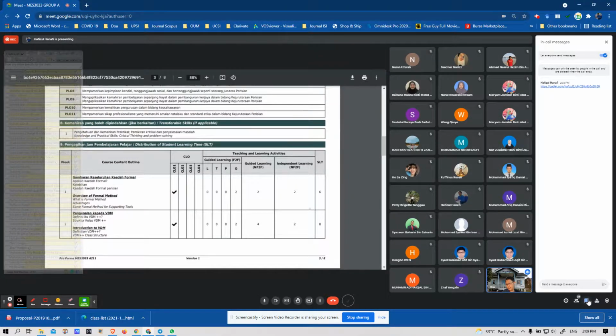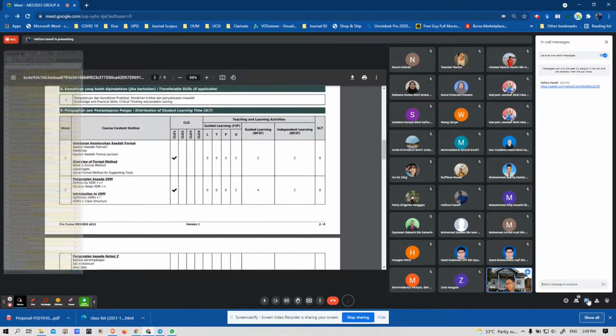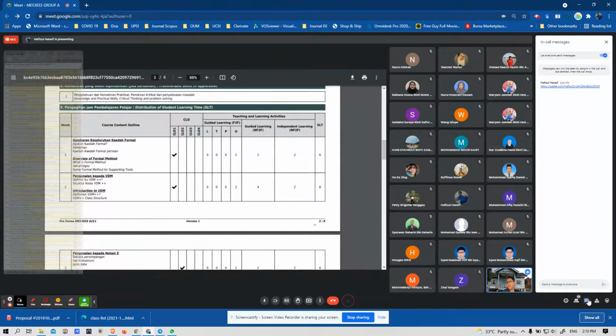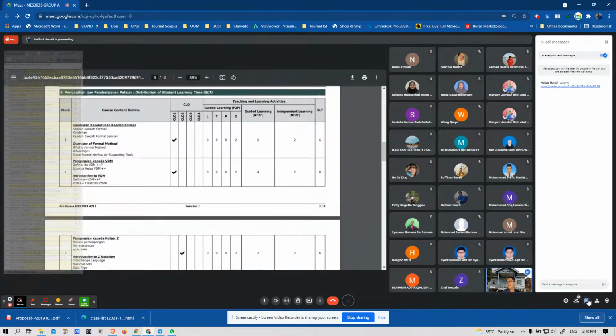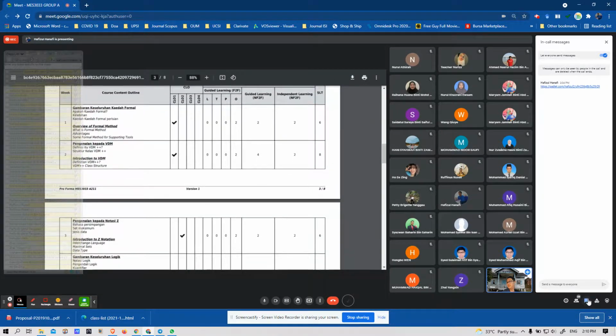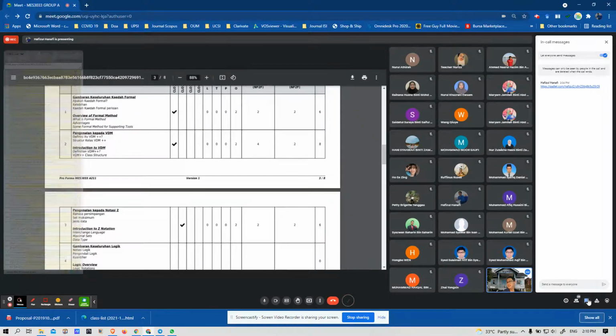Later, next week, we discuss our replacement class, because last week we had the Maulidur Rasul public holiday. We have an introduction to VDM, then VDM++, and VDM class structure. After that, we go for the Z notation. Z notation is the interchange language and maximal set, and also the data types.